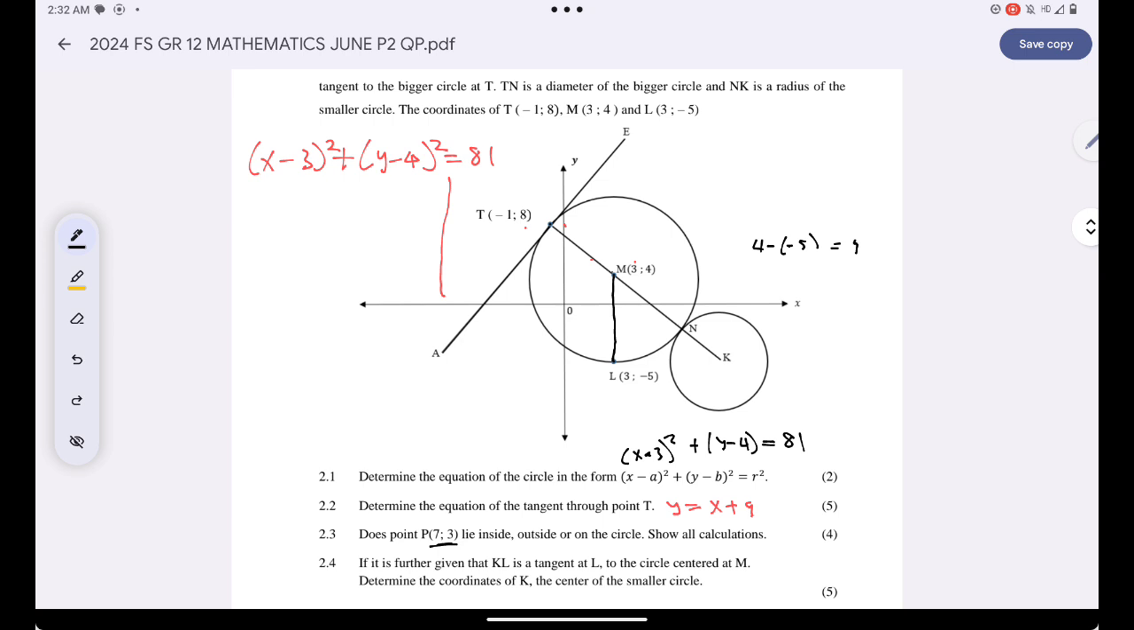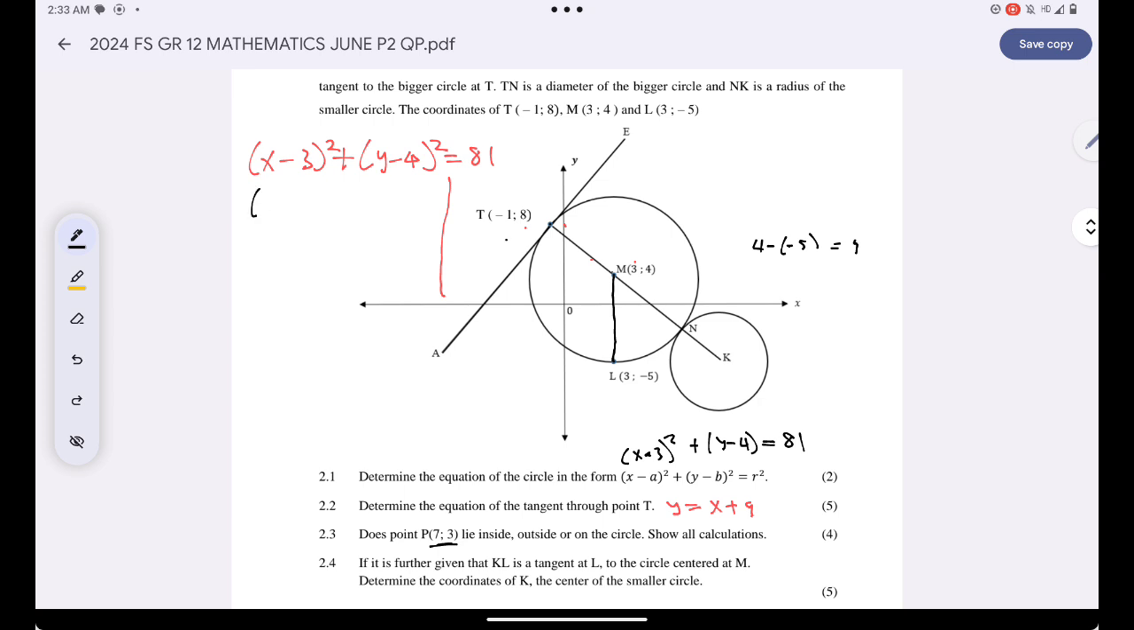Are we together? But if whatever we get as an answer on the left hand side is less than 81, it simply means the point is inside the circle. Are we together? But if the left hand side is greater than 81, it simply means that the point is outside the circle. Are we together? So okay, let's just substitute.